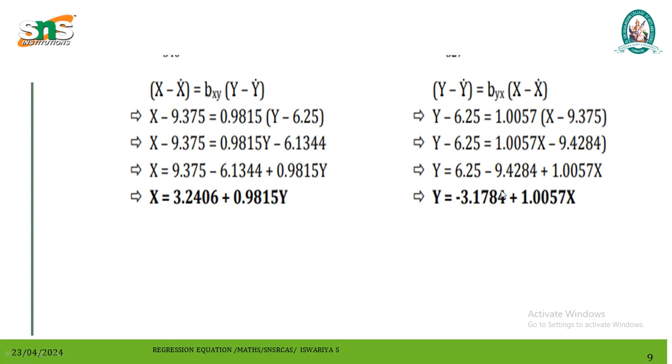So by simplifying, I get the first equation as x is equal to 3.2406 plus 0.9815y, and the second equation is y is equal to minus 3.1784 plus 1.0057x. So these are the two regression equations we obtained from this problem.